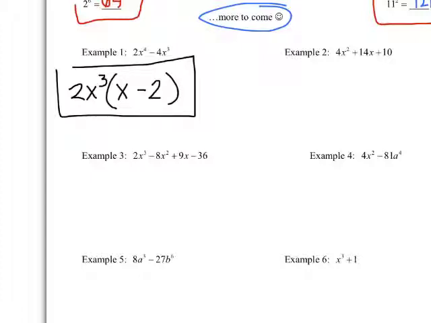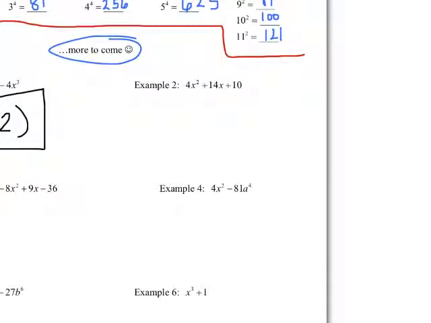Next. Example 2. So, is there a GCF you can do before you start? So, there is. All three go 2. Yeah, 14 is not divisible by 4, neither is 10. So 2 is as high as I can do. So 2x squared plus 7x plus 5.